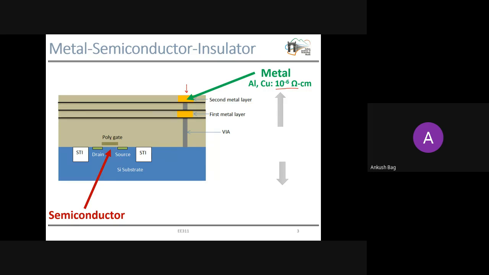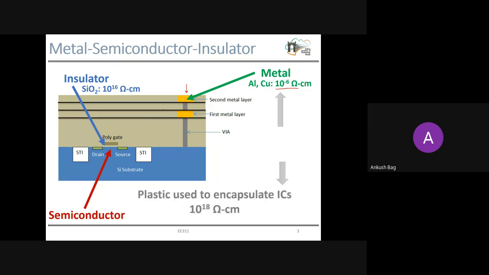So polysilicon gate, and below you have this oxide, and below this you have the channel. This channel obviously is made of semiconductor. After that, we also have this insulator, which is silicon dioxide. So silicon dioxide is an insulator. You can see the resistivity is of the order of 10 to the power 16 ohm centimeter.